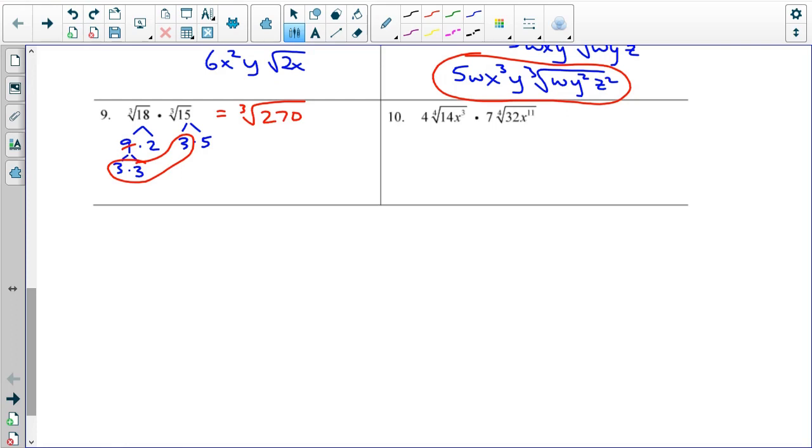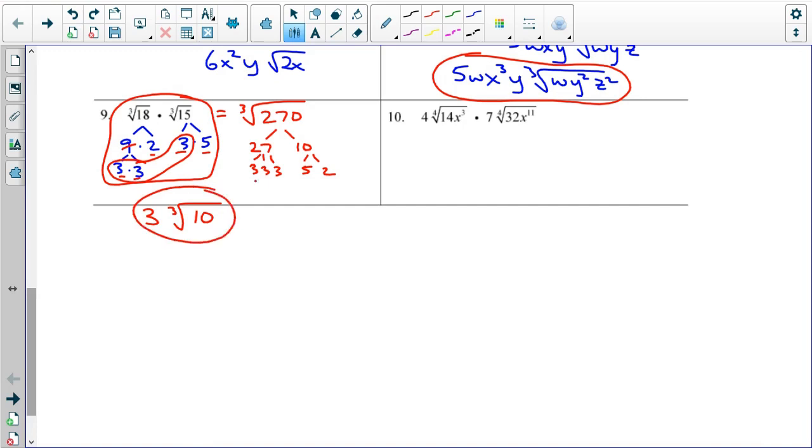But if I multiplied it together, I would end up doing the exact same thing coming down, where I would have 27 times 10, and that breaks into 3 times 3 times 3, and this breaks into 5 times 2. So notice I have the exact same numbers. It just saves me a step if I don't multiply it all out together at the beginning. So I have 3 copies of 3. They get to move to the outside, and then everything that's left over, a 2 and a 5, gets multiplied together, and on the inside I have 10. Notice that would be the same thing if I multiplied it together first.